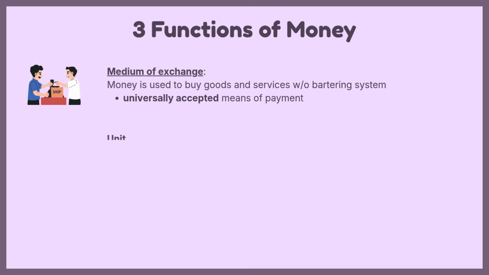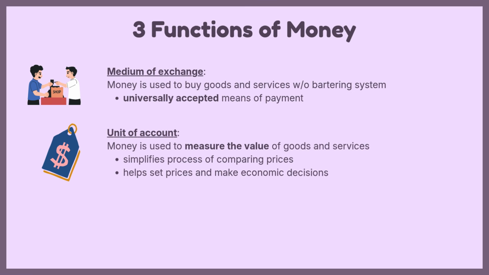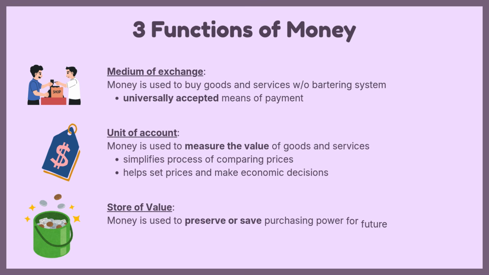Money also serves as a unit of account, where it's used to measure the value of goods and services. This function simplifies the process of comparing prices, and it also helps in setting prices and making economic decisions. Finally, money can also be a store of value, where it's used to preserve or save purchasing power for future consumption.